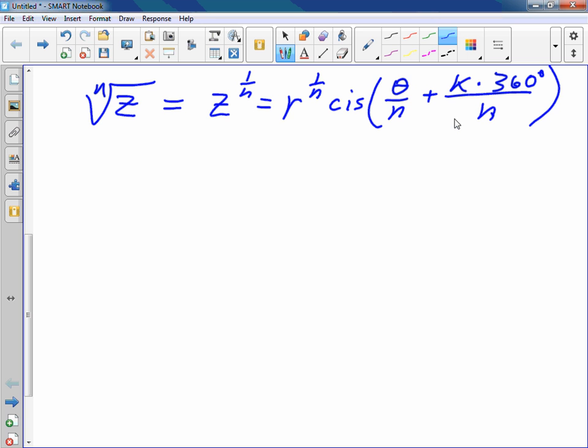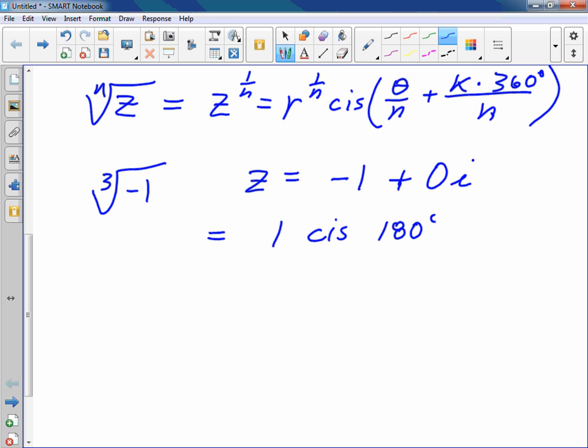Okay, so let's say that you wanted to do the cube root of -1. Let's say that. And that looks really simple to start with. We would write that as z equals -1 plus 0i. Okay? Z equals -1 plus 0i. So we can then say, okay, that equals 1 cis 180 degrees.